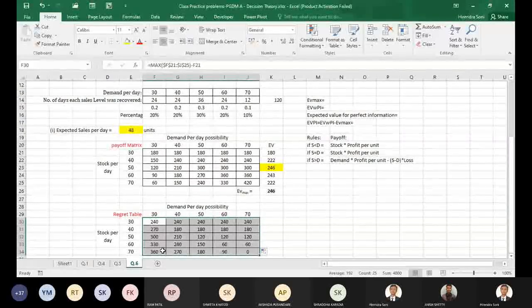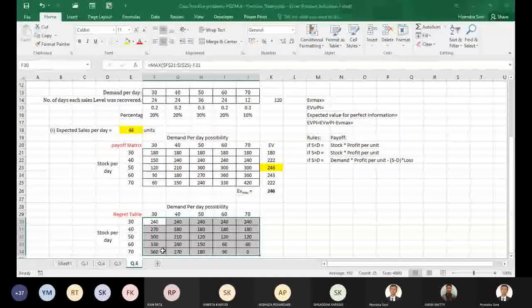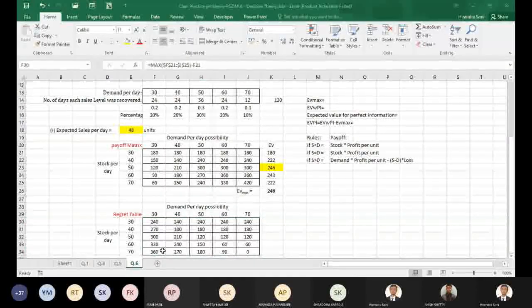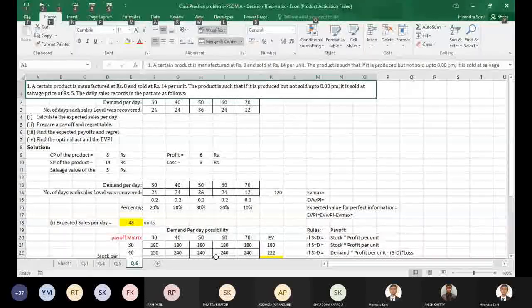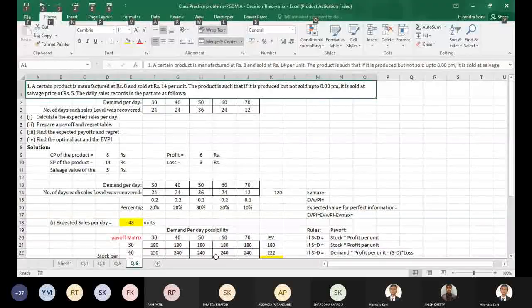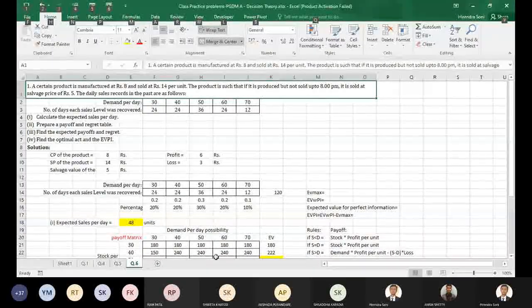अभी इसमें the other thing that you need to work out is, regret table दे दिया है, उसके बारे में बाकी कुछ करने को बोला नहीं है. Fine. Next question क्या है? Find the expected payoffs and regret. Now expected payoffs में we have already worked out EV max. We also need to find out expected value with perfect information.